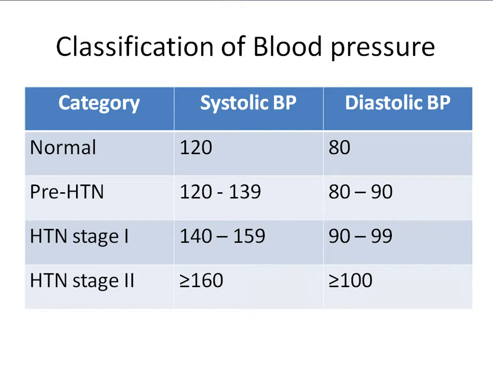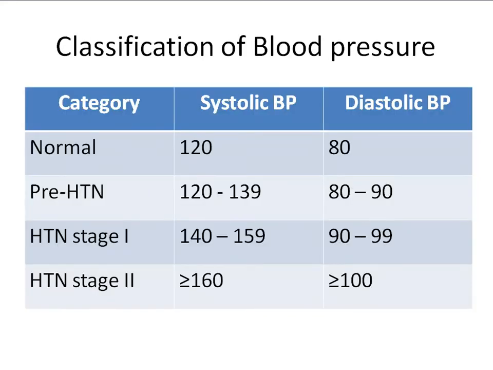Pre-hypertension is 120 to 130 by 80 to 90 mm of Hg, and hypertension stage 1 is 140 to 159 by 90 to 99. Stage 2 is more than 160 systolic by more than 100 diastolic. By default, whenever you want to classify a person as hypertensive, you say more than 140 by more than 90 mmHg. If you are not answering anything, the next question would be: when do you classify a person as hypertensive?